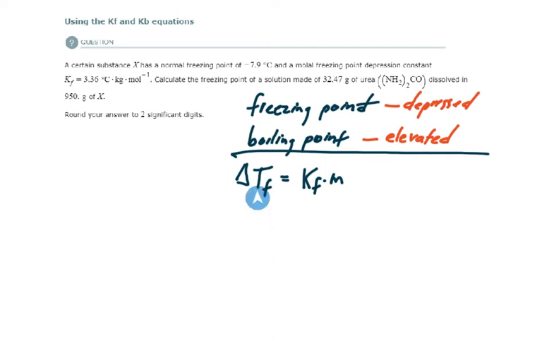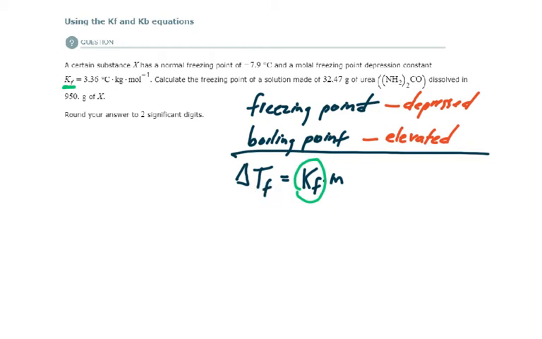Now, I do want to point out what we are solving for here. When I multiply the molal freezing point constant, which is given, and here it is right here in the problem, times the molality, what I get is this delta T_F. That delta symbol means change in. This is the temperature, and that sub F means the freezing point. So what we're literally finding is the change in the freezing point of this solution.